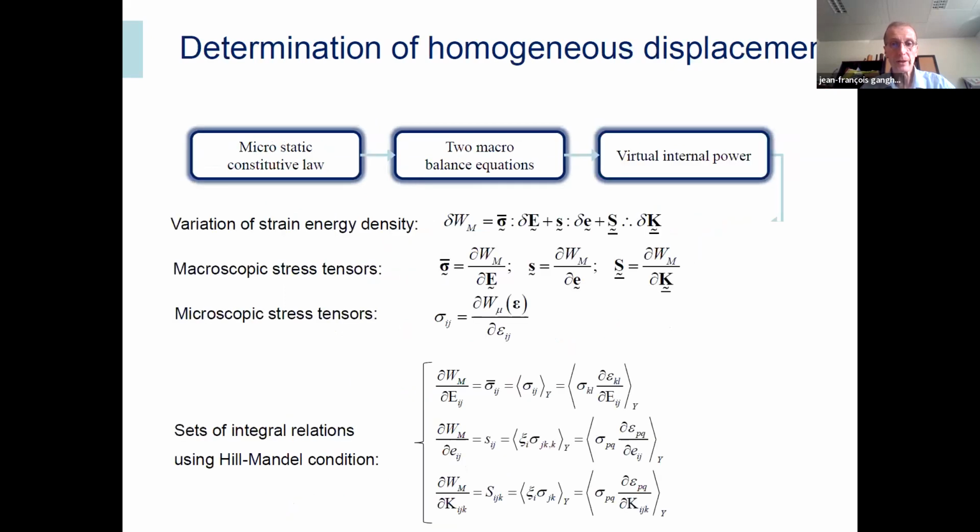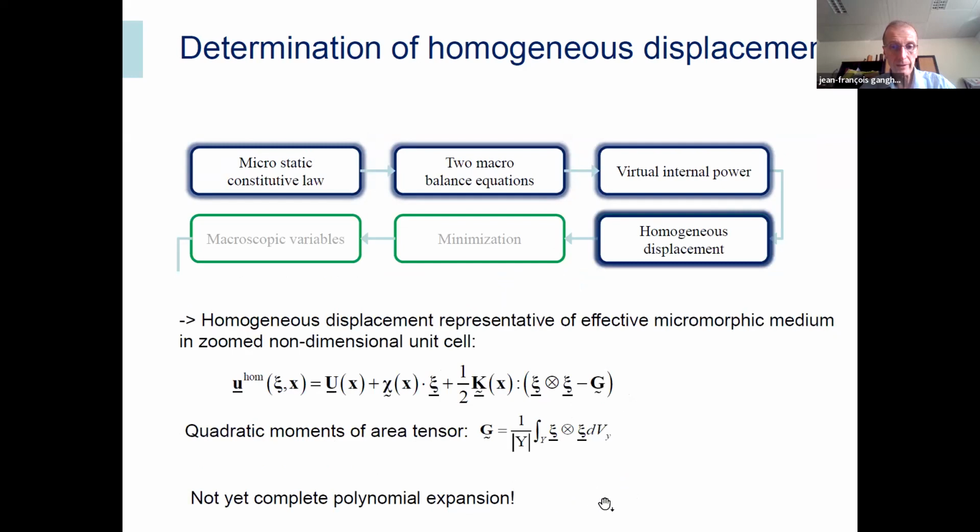So the next step is to determine the homogeneous part of the displacement, which links the microkinematics to the macrokinematics of the micromorphic continuum. And for this purpose, we write this set of free integral relations using Hill-Mandel condition. So what we derive actually is the expression of the macro stress tensors versus the micro Cauchy stress. And from this, we are able to reconstruct the homogeneous displacement, which involves the quadratic moments of area tensor, which is quadratic in the relative position.